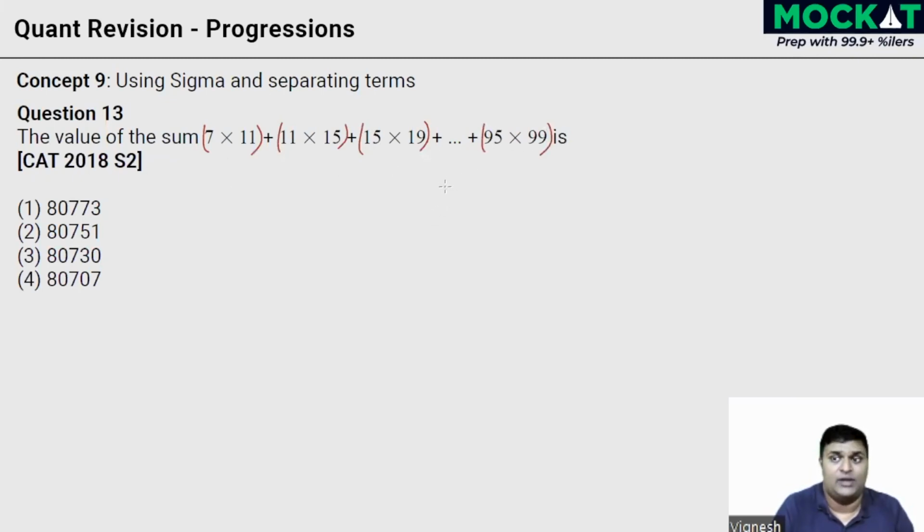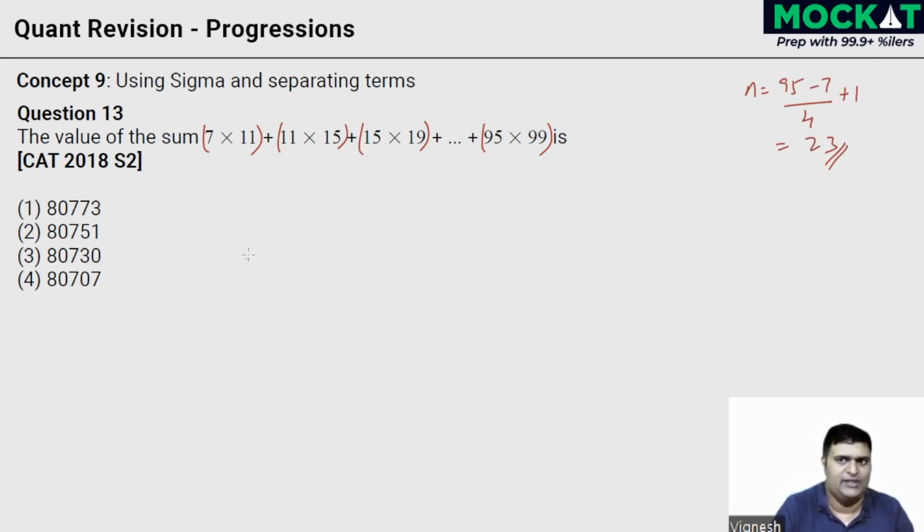First is for me to find out how many terms are there, but what is the pattern here? The common difference here is 4. Every first term is increasing by 4 everywhere. How many terms are there? 95 minus 7, divided by the common difference, which is 4, plus 1. 95 minus 7 is 88. 88 by 4 is 22 plus 1. 23 terms are there. Total of 23 terms.